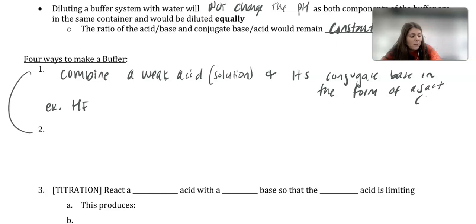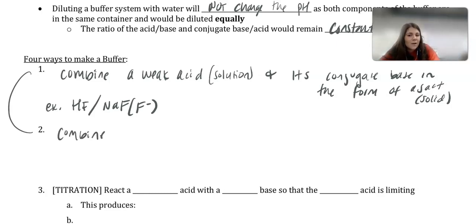So when I say salt, I'm talking about a solid. An example is, let's say we added sodium fluoride. We just took that solid and dissolved it in with the HF. Then you're going to have both F minus, the conjugate base, and HF present, both in weak equilibrium, okay? The other example is just going to be the opposite, but us talking about a weak base.